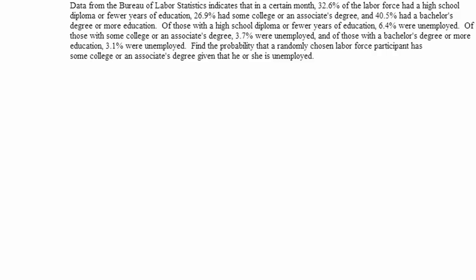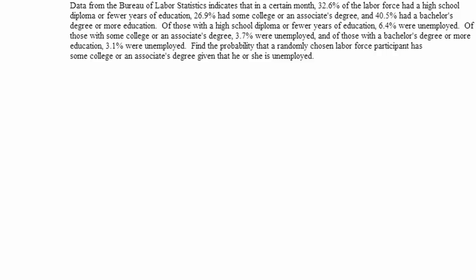We have Bureau of Labor Statistics. In a certain month, 32.6% of the labor force had a high school diploma or fewer years of education. So that's group 1. Group 2 had some college or an associate's degree. And then group 3 had a bachelor's degree or more. And you can see that if you add those 3 numbers up, it'll add up to 100. So those are our 3 categories. Now, of those with a high school diploma or fewer, i.e. the first group, 6.4% were unemployed. Of the next group, 3.7. Of the last group, 3.1.